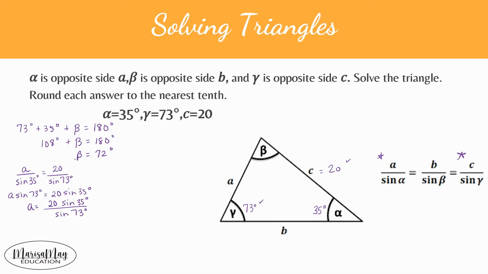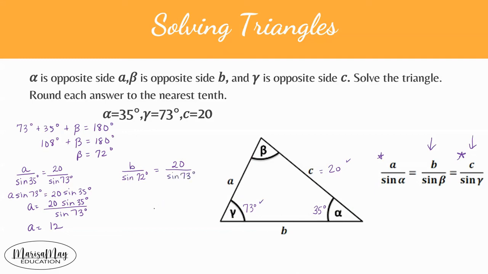Now, remember, to get A, we had to round. So I don't really want to use that value in a future calculation. So when I go to find side B, I'm going to come back to using this fraction with the C and gamma, and then I'll use the fraction with the B there. So I want side B over sine of beta, which was 72. Now I am using that angle because if you remember, I didn't have to round it. Equals 20 over sine of 73.